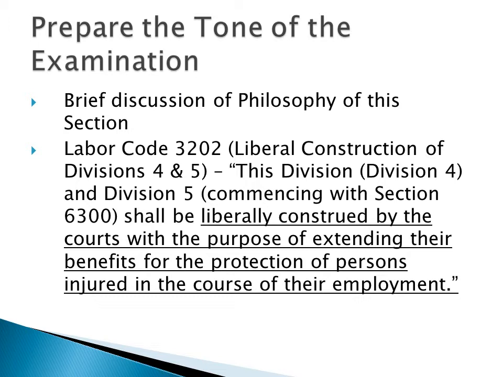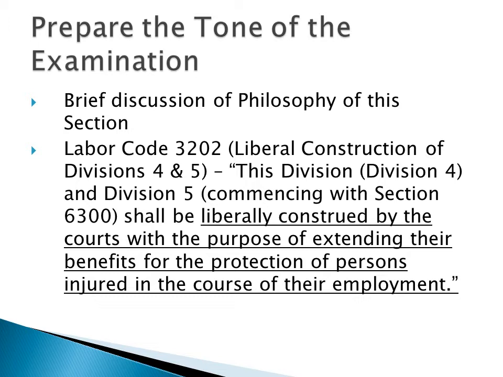And I want to talk a little bit about Labor Code 3202, which if you have your book of labor codes, you can look this up, or you can look this up online. This is known as the Liberal Construction Code. And if you look it up specifically, it says exactly that this involves liberal construction of Divisions 4 and 5. And I'll get into what Divisions 4 and 5 are in just a second.